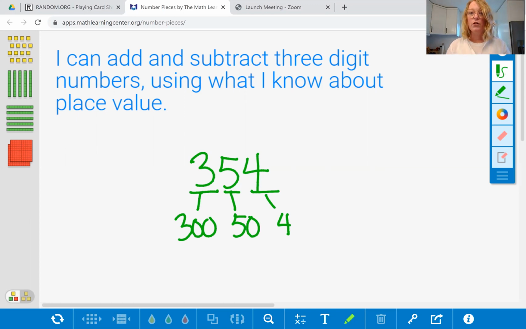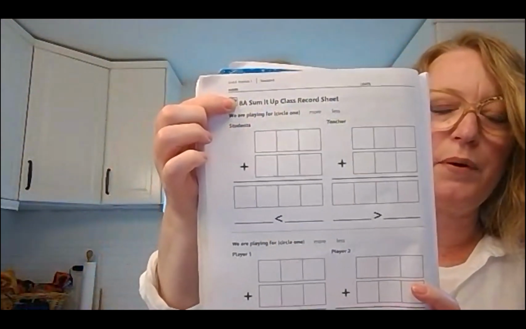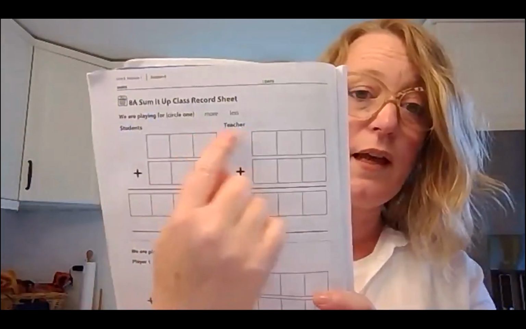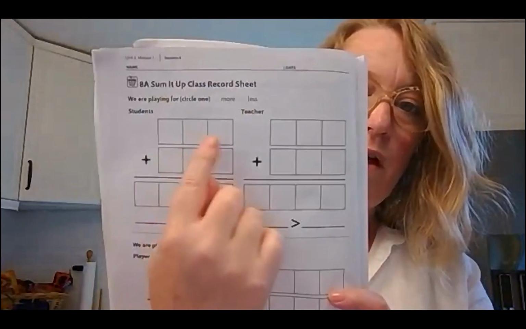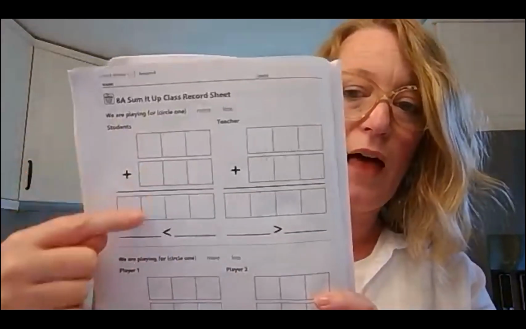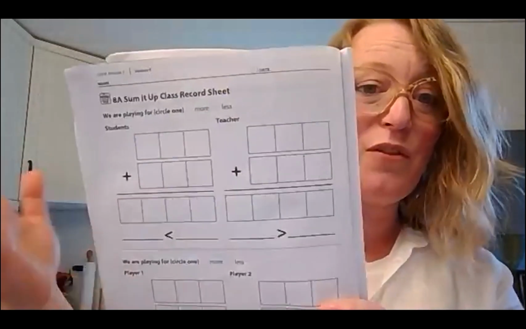So place value tells us how many hundreds, how many tens, and how many ones are in our number. So the game we're going to play today is in your student workbook. Student workbook, page 100, and it is called Sum It Up. And the goal of the game is to either get more or less. You guys decide how you want to play. And you're going to build a 3-digit number, and then you're going to do it again, build another number, and then you're going to add them up, and then depending on whether or not you guys decided on more or less, whoever got the biggest or the smallest number wins.